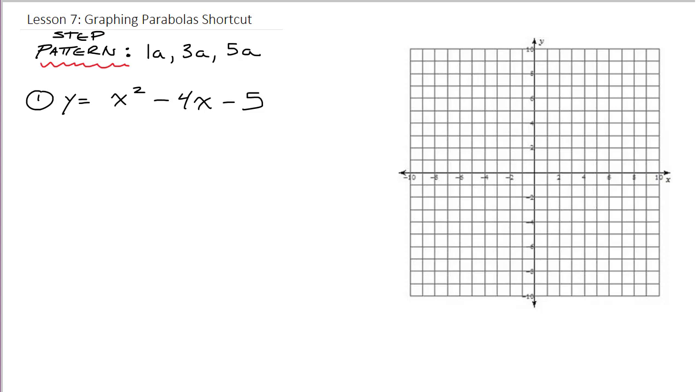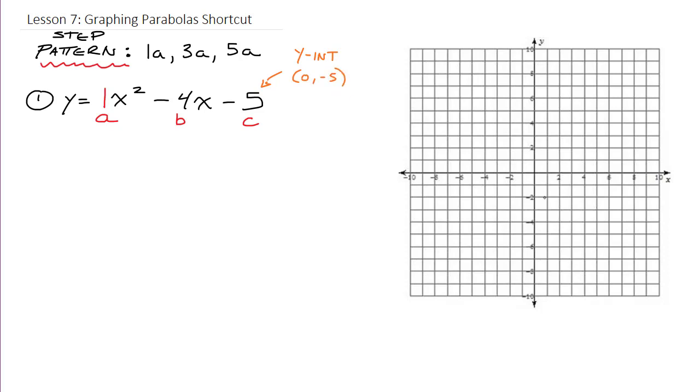All right, so to do this, let's start with one in standard form. We got to identify what A, B, and C are. So in standard form, A is 1, B is -4, C is -5. Even before we get going with that, don't forget our y-intercept, right? In standard form, the y-intercept is 0, C, so it's 0, -5. So I could go graph that. 0, -5 is right there. So I got 1 point. That's always an easy one.